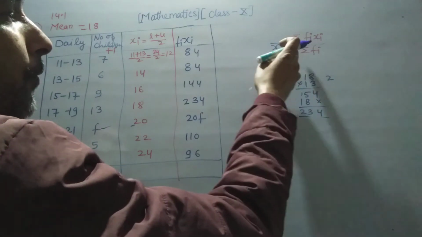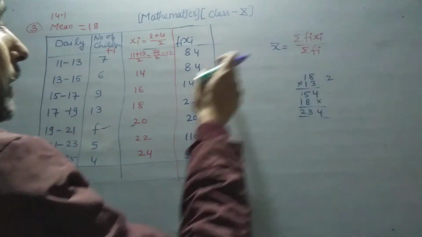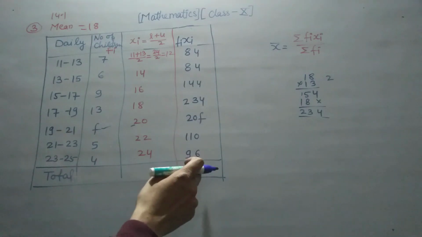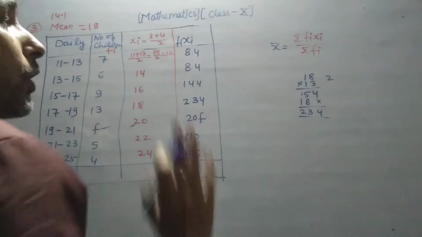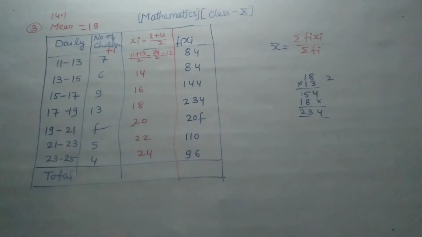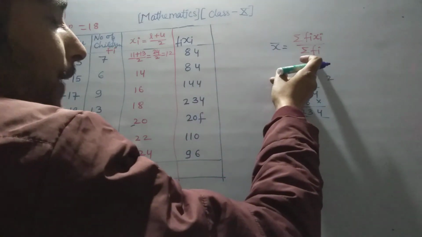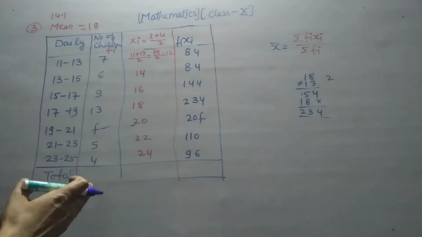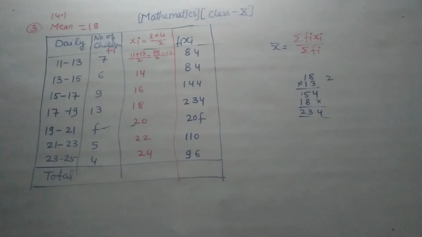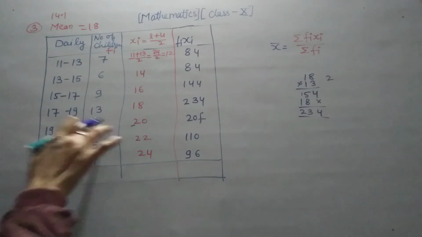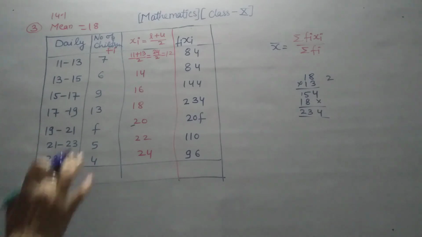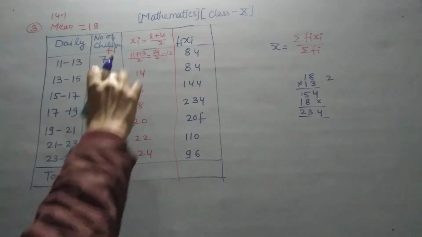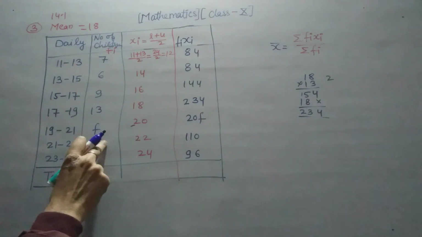Here you have to find the summation of fi xi. So you have to find this value, summation. Summation means total. So you have to find the total of this value, and also you have to find the summation fi, the total of fi. But here f is a variable, so you do not add this variable here. You add only these values.